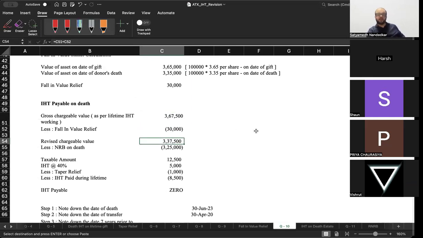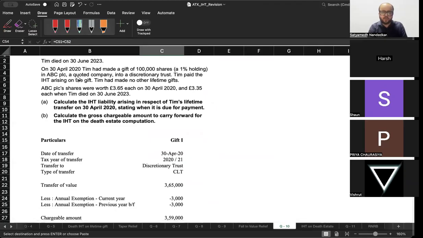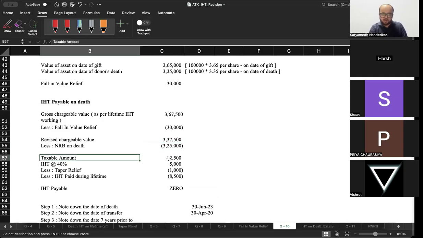You have to calculate NRB on death. How is NRB on death calculated? 325 minus, check it from the date of this gift. What is the date of this gift? 30th April 20. Go back 7 years, where will you land? 30th April 13. Between these two dates, was there a CLT or a potentially exempt transfer? Tim has made no other lifetime gifts, meaning there was neither a CLT nor a PET, which means you will subtract nothing. You will be left with 3,25,000. The taxable amount is 12,500. IHT at the rate of 40% on this is 5,000.